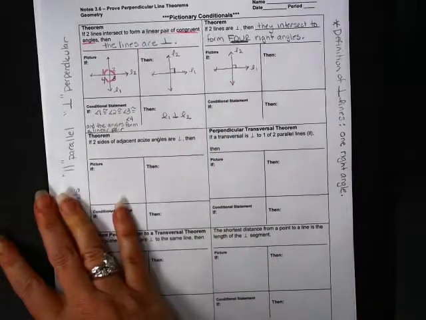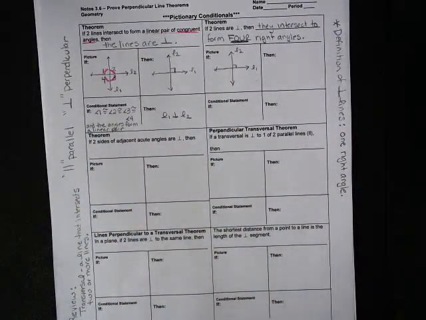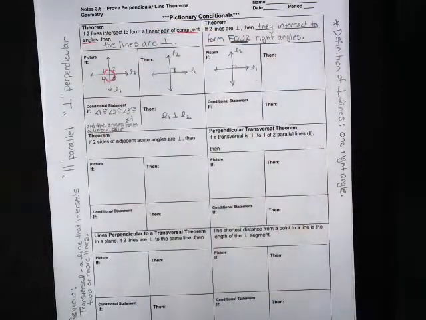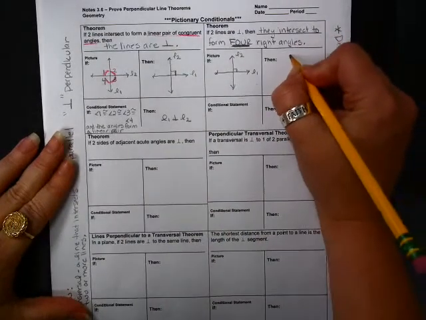But this theorem over here will give you how many? Four. That's the difference. When you're working with your proofs, when do I use the definition of perpendicular lines, or when do I use the theorem? If you just need one angle, you would use the definition. If you need all four, you would use the theorem. Okay, so let's go ahead and draw this.